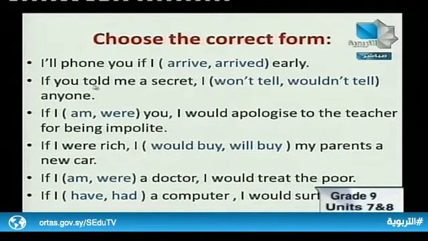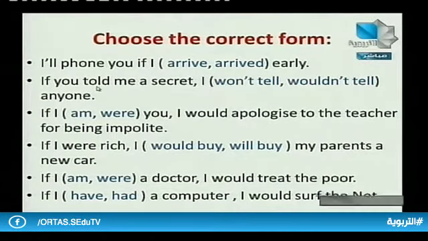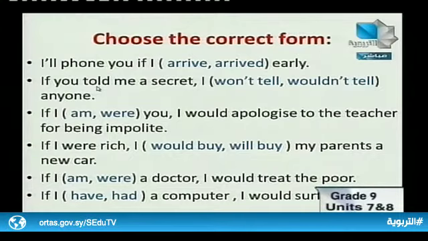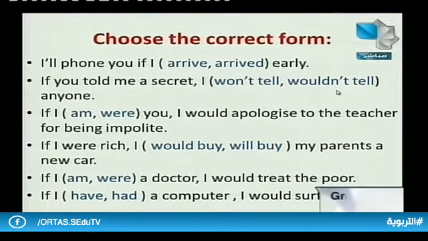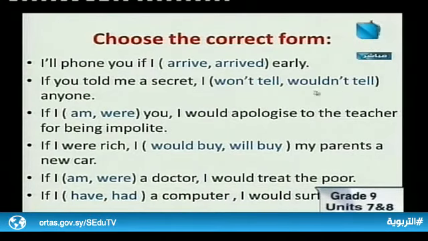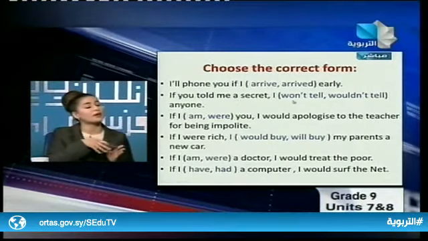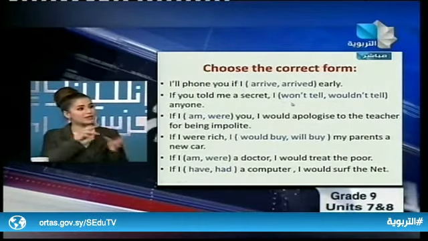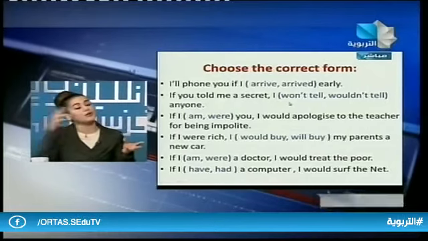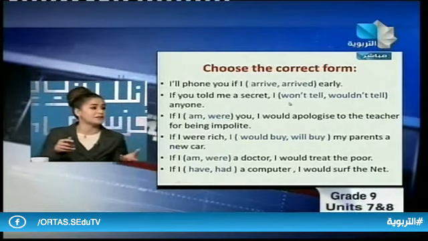In the beginning of the sentence, if you told me the verb told is in the past tense, that means we are going to choose would plus infinitive. So we are not going to choose won't tell, we are going to choose wouldn't tell anyone. Wouldn't tell is the correct answer. So it depends on the beginning of the sentence. If it is will, then I'm going to choose the present simple. When it is would, then I'm going to choose the past, or vice versa. When it is past, then I'm going to choose would, or when it is present, I'm going to choose will.